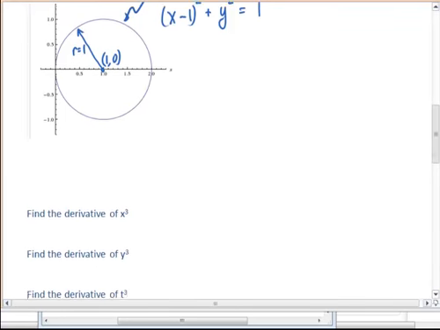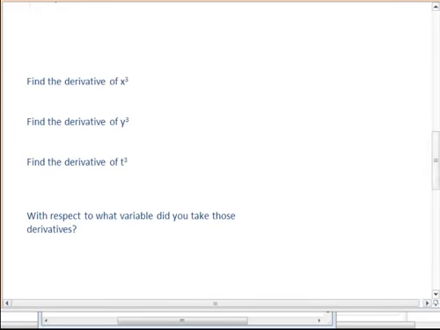Before we do that, a couple things that you should understand is that when you take a derivative of a function, you have to know with respect to what variable you take it. So if I were to ask you to take the derivative of x cubed without saying what variable, you might just assume, well, I'll take the derivative of x cubed with respect to x, and that would yield a nice easy derivative, 3x squared. But if I had asked you to take the derivative of x cubed with respect to, let's say, y, you can't just stop at 3x squared.